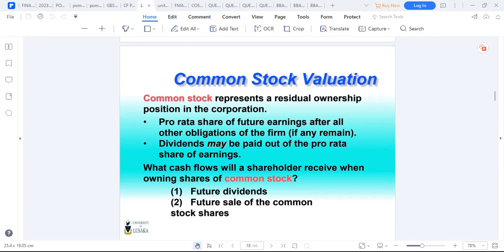Convertibility: common stock cannot be converted to another class, unlike preferred stock. So briefly, I needed you to know the characteristics of the kinds of stock that we are discussing now.